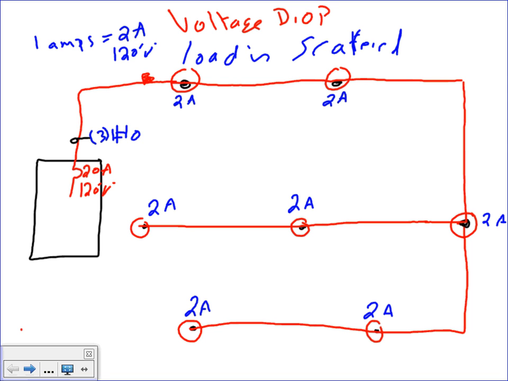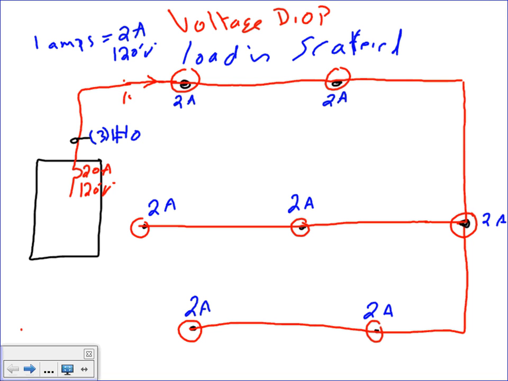Look at it. 1, 2, 3, 4, 5, 6, 7. 7 times 2, 14 amps. Anybody does not know why 14 amps? Because the first section is going to see the full complete 14 amps.